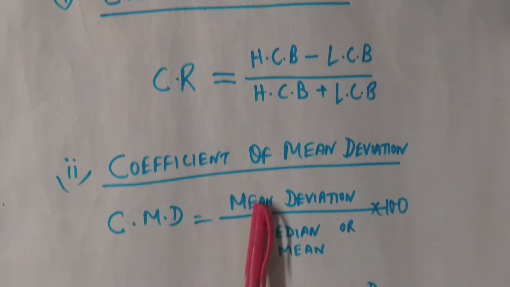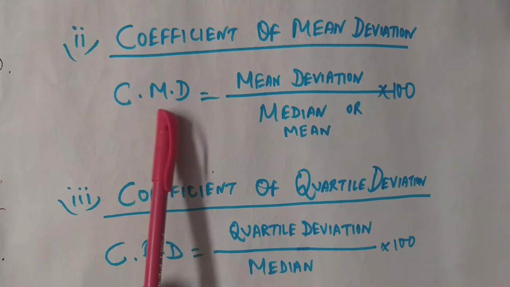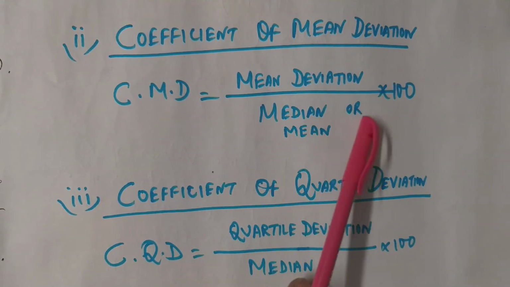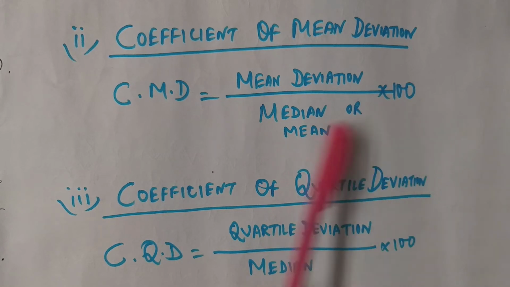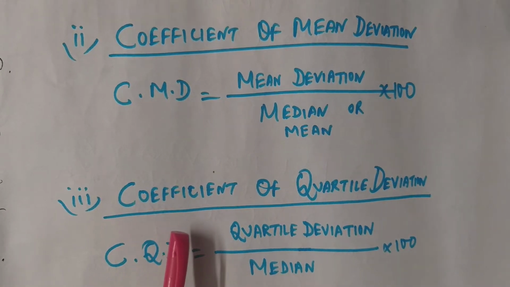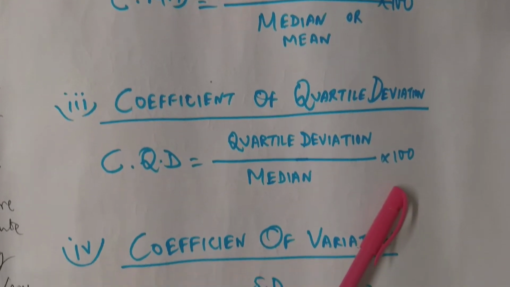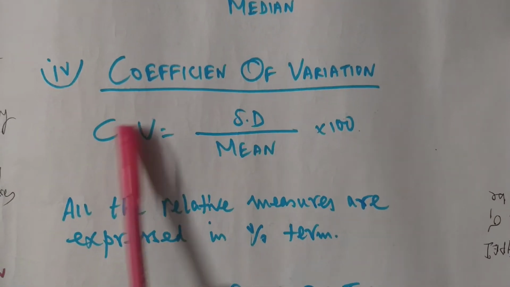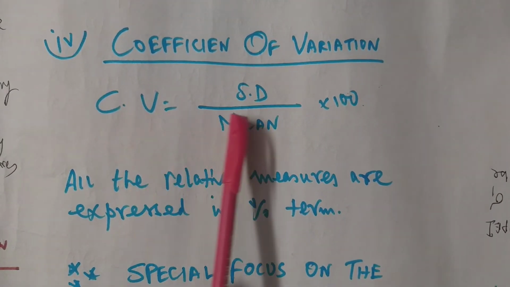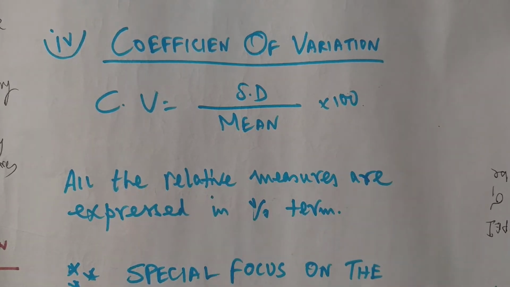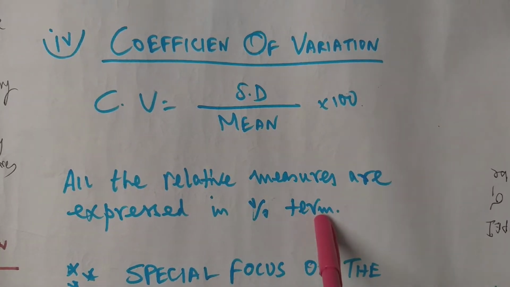Number two, coefficient of mean deviation, the formula is CMD equals mean deviation by median or mean into 100. Number three, coefficient of quartile deviation is CQD equals quartile deviation by median into 100, and coefficient of variation CV equals SD by mean into 100. All the relative measures are expressed in percentage terms.